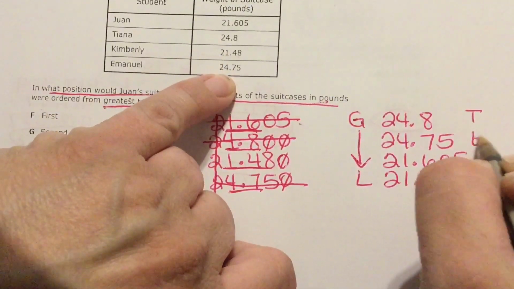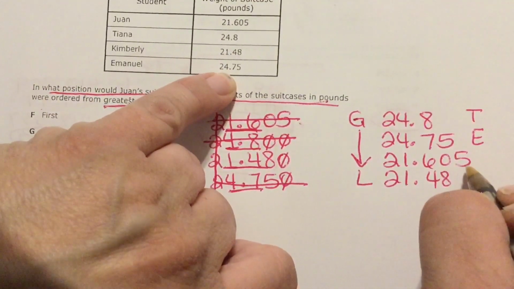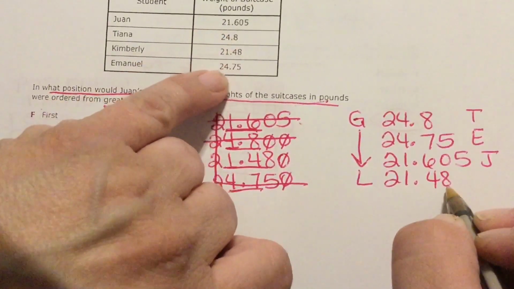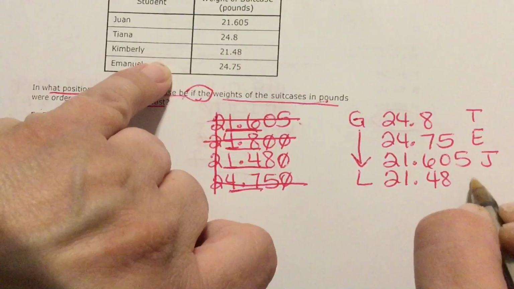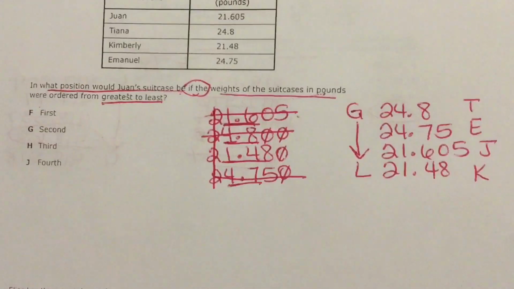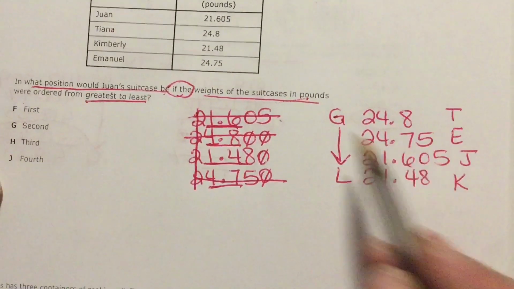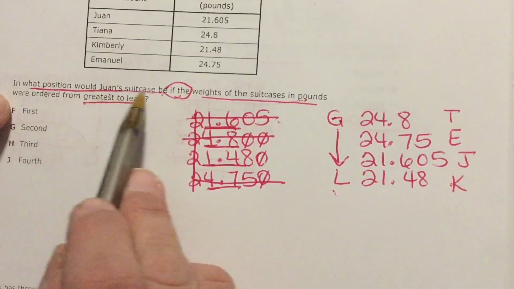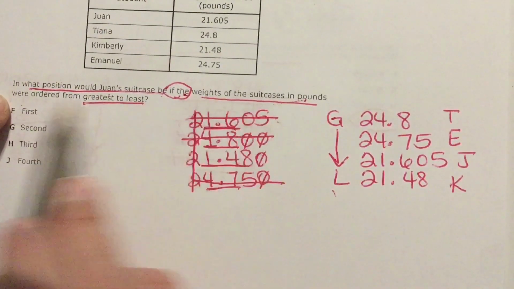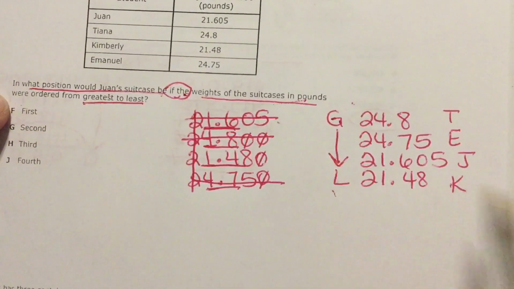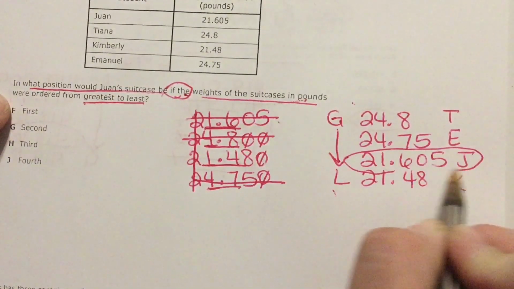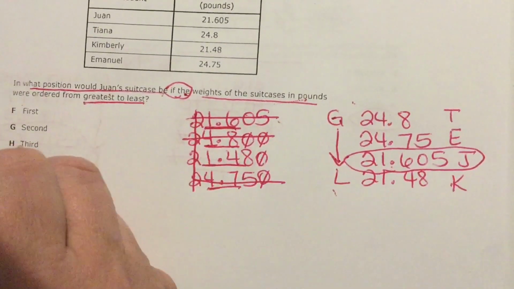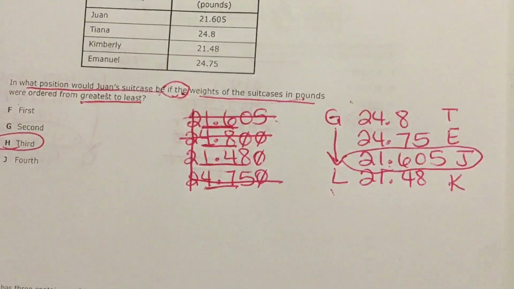24.75 was Emmanuel. 21.605 is Juan. And 21.48 was Kimberly. So if you're looking at this from greatest to least in order, in what position would Juan's suitcase be if the weight of the suitcases in pounds were ordered from greatest to least? Here's Juan's. First, second, third. You should have picked H.